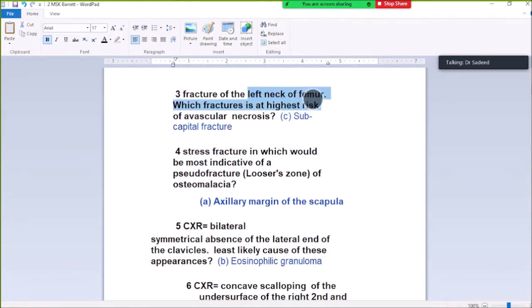Question number 3. Fracture of the left neck of femur. Which fracture has the highest risk of avascular necrosis? Subcapital fracture. In the neck of femur, the highest risk of avascular necrosis is with a subcapital fracture.